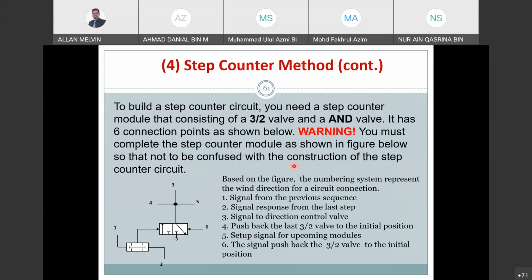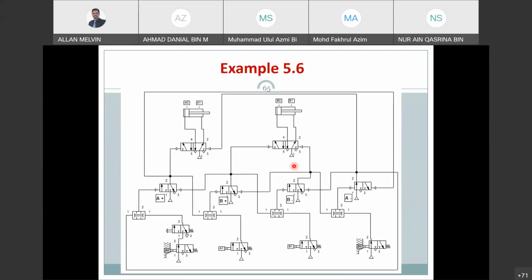Tapi kalau tengok cascading method, you tengok dia ada modul input dekat bawah, modul dekat tengah-tengah. So kalau ada 4 sequence, 4 modules, then ada input, ada output. Okay, the cylinder. So for me, it's more organized lah. So maybe for you, you prefer cascading. Okay. So for me, I prefer step counter because it's more organized and easier to manage.